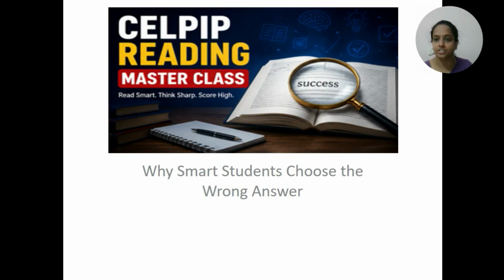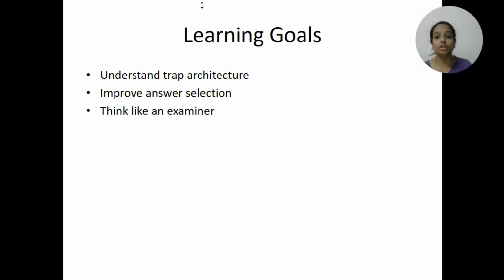Imagine you're playing chess. You don't win because you're smarter than the other player. You win because you can predict their next move. The test works exactly the same way. Every wrong option has a purpose. Every distractor is carefully designed.